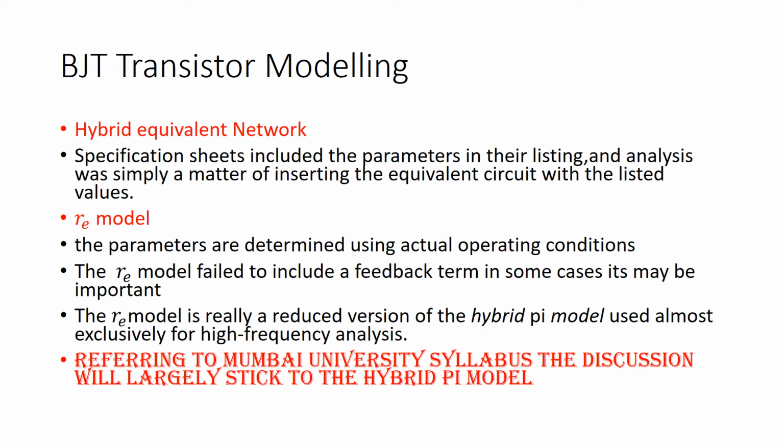First, the hybrid equivalent network. This is a very convenient network wherein all the parameters can be collected from the data sheet, arranged, and then the analysis is done. In the RE model, the parameters are determined at the actual operating condition. The RE model fails to include a feedback term, which in some cases may be important. There are some pros and cons when we are designing the models. The RE model is really a reduced version of the hybrid pi model, which is used almost exclusively for high frequency analysis.